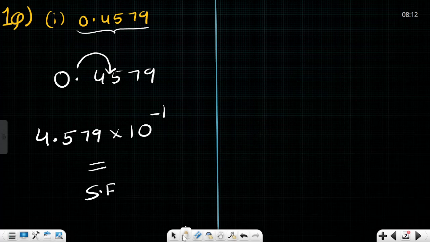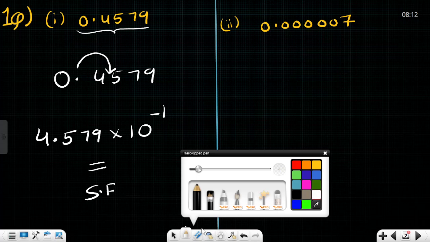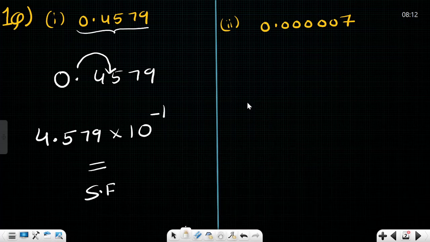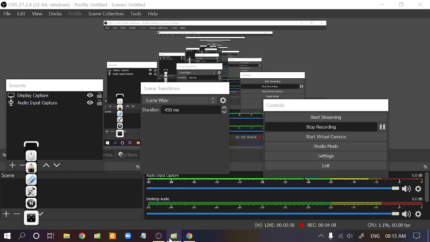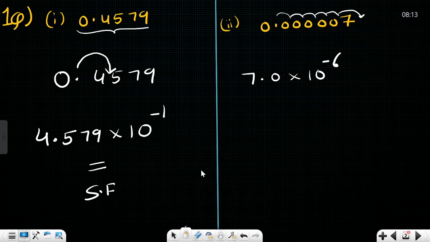SF means standard form. Okay, now I'm going for the next one. 0.000007. This number is not in between 1 and 10. I want my point to go one place, 2 places, 3 places, 4 places, 5 places, 6 places ahead. So then it will become 7.0 into 10 power. Since it came 6 places ahead, I have to send it back 6 places. It is 10 power minus 6. Right? Okay, let's continue. I think this second question is clear for you.